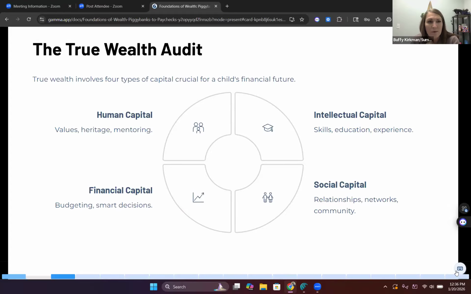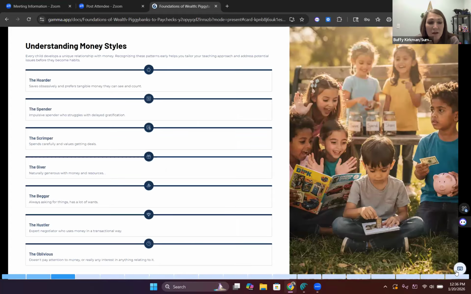All right, moving on. I know this is kind of a long slide, but understanding money styles. Each of your kids, if you have more than one, will have their own personal money style, and you might recognize which one they naturally are. As you recognize their patterns, it can help you know what to watch out for in your teaching approach and help you address some of the issues that they might have as younger kids before they become habits that are much harder to break when they're an adult. Okay, so I'm just going to go really quickly through all of these.